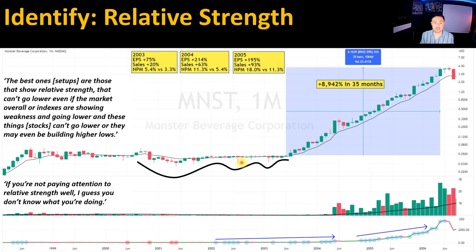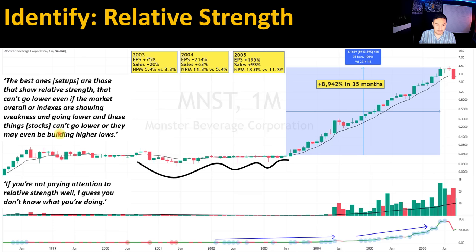The best setups are those that show relative strength. If you've read the likes of O'Neill's book, you'll know about relative strength. Even if the market overall or the indexes are showing weakness and going lower, these stocks can't go lower, maybe even building higher lows.